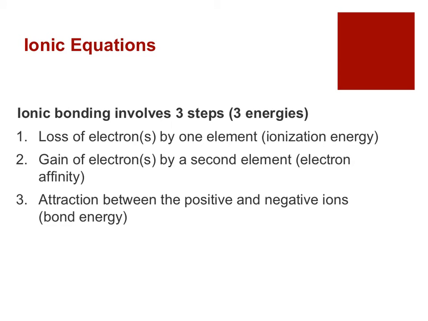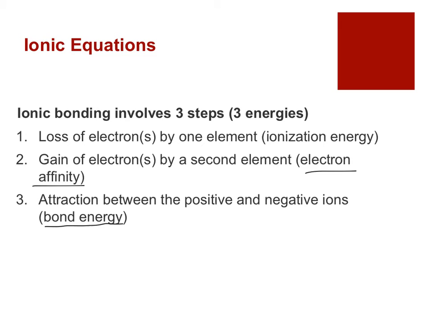The second way that we can represent an ionic bond is through a series of ionic equations. Ionic bonding involves 3 steps or 3 energies, and we can write an equation for each. The first involves a loss of electrons by one element, and when we lose electrons, that's known as our ionization energy. The second involves the gain of electrons by the second element, our nonmetal. That's known as our electron affinity. And finally, we can write an equation to show the attraction between the positive and negative charged ions, which is our bond energy.